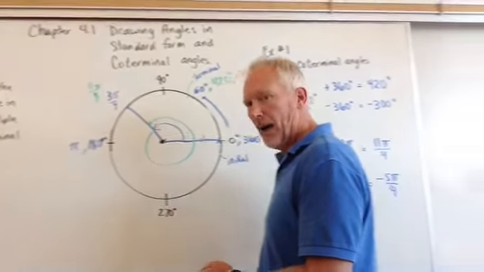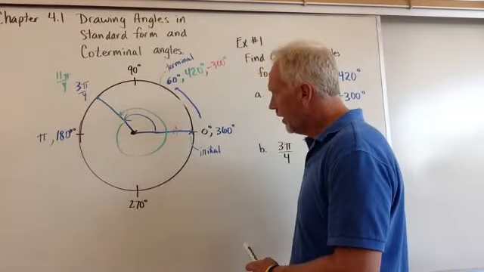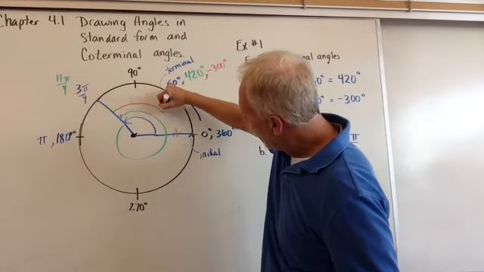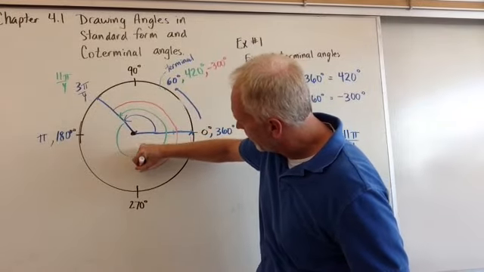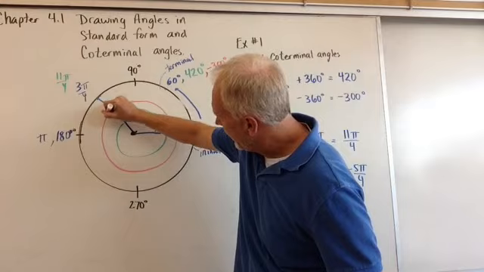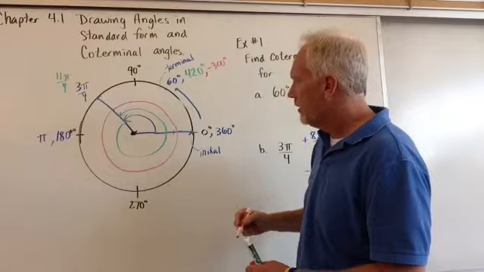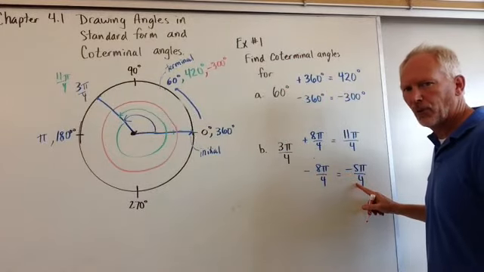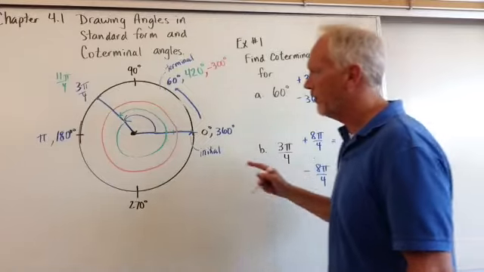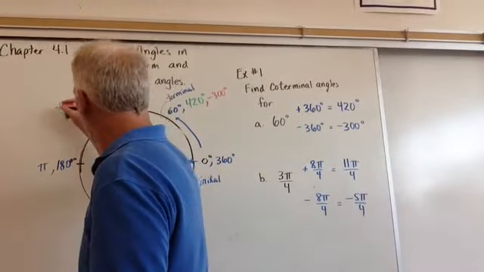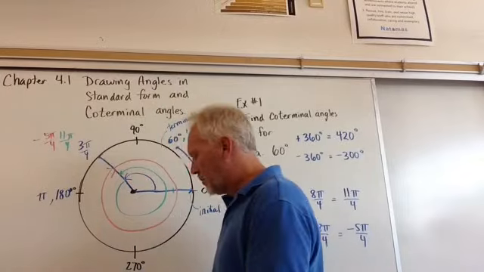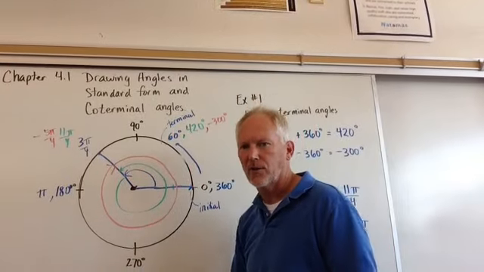Or I could go the opposite direction in negative terms, starting here and going clockwise, working myself around, and end back up at negative 5 pi over 4. So negative 5 pi over 4. So if I go there, then I get that, and we get negative 5 pi over 4. It's basically just adding and subtracting 360 degrees.